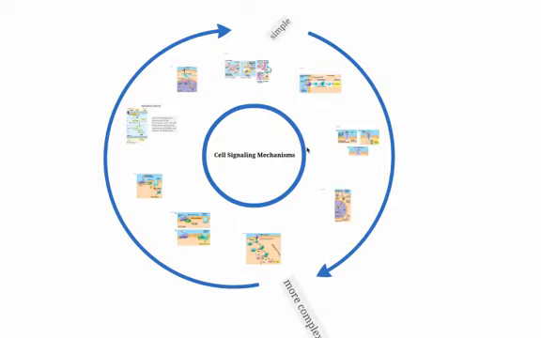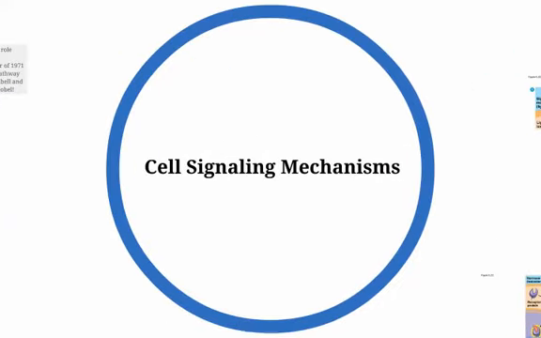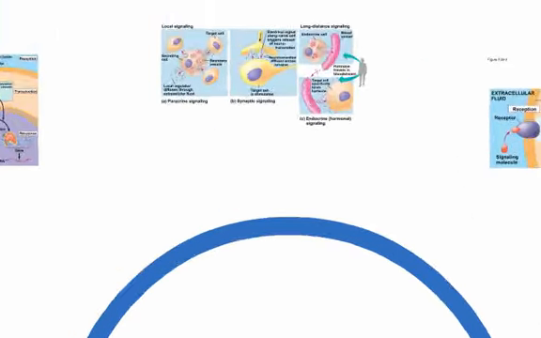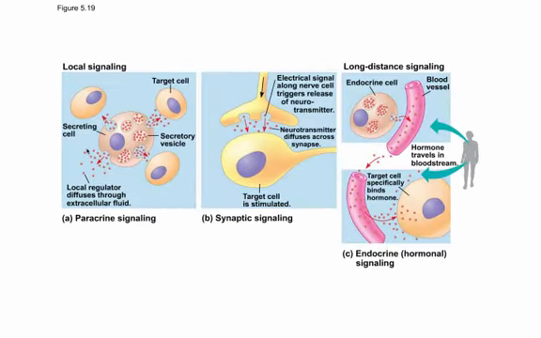So this is the third in the Chapter 5 set of videos. In this video we're going to discuss cell signaling mechanisms. There are multiple types of cell signaling mechanisms, and the simplest and most common form is local signaling, where a cell sends a signal to a cell that is next door or very nearby. This type of signaling is often referred to as paracrine signaling, and it occurs between many different types of cells.